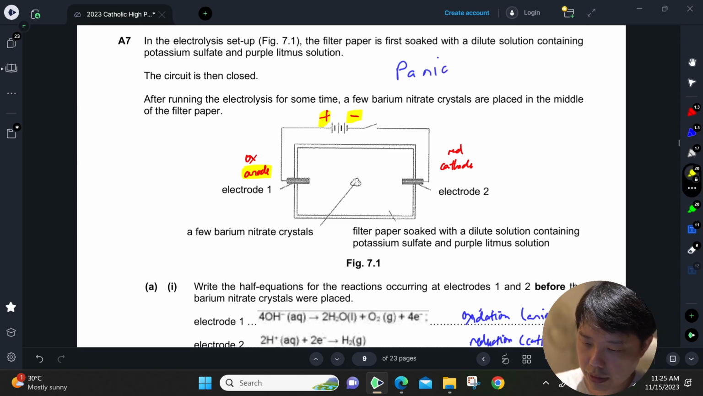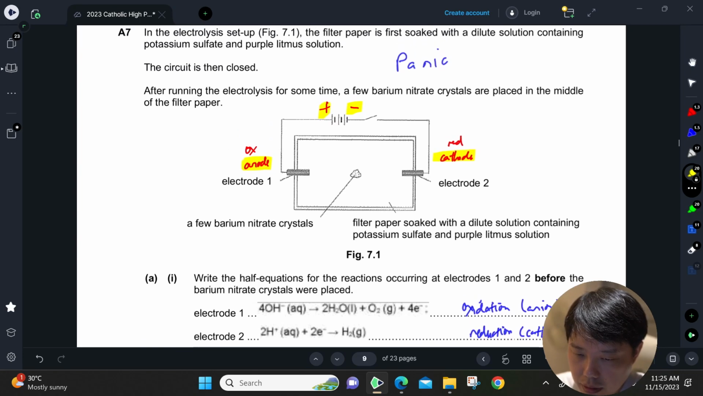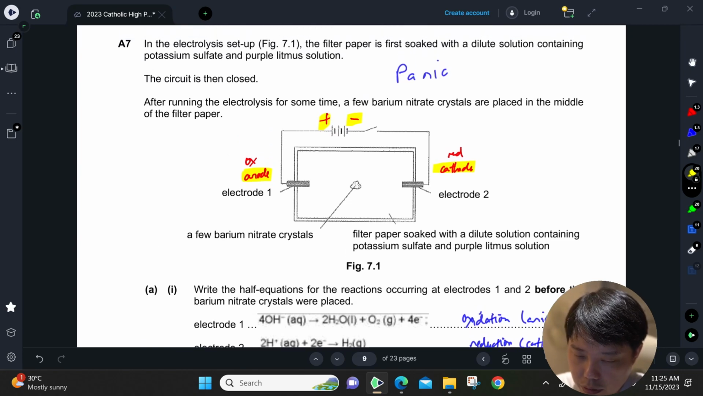Your negative will be your cathode, which undergoes reduction. Anode is always oxidation, cathode is always reduction. It's always true no matter what kind of cell it is. So basically it is a dilute solution of potassium sulfate, so you have your aqueous solution, right?